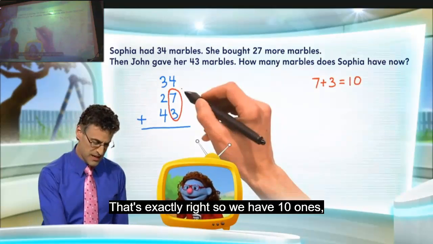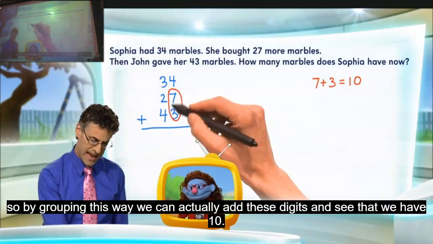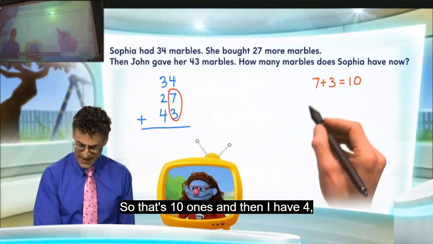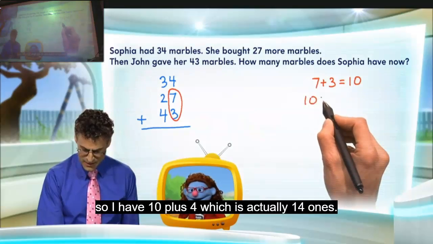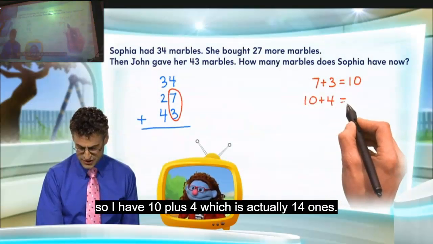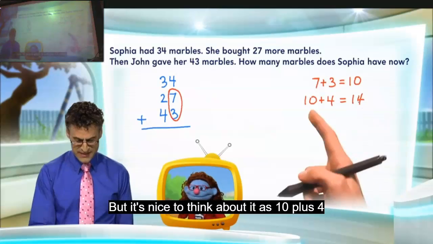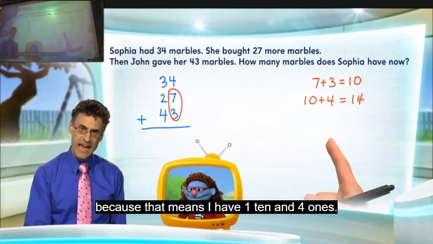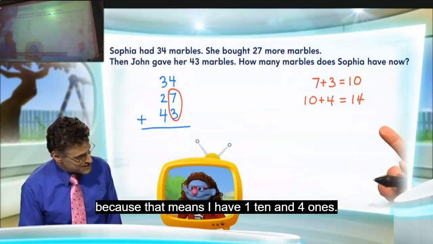So we have 10 ones. So by grouping this way, we can actually add these digits and see we have 10. So that's 10 ones, and then I have 4. So I have 10 plus 4, which is actually 14 ones. But it's nice to think about it as 10 plus 4, because that means I have 1 ten and 4 ones. That's right.